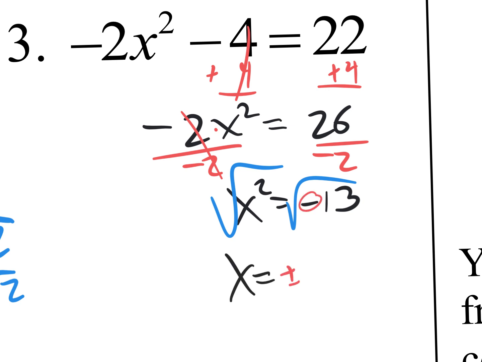What happens with that negative? That turns into an i. Comes out to an i. And the square root of 13, if you do it on the calculator, it'll be the square root of 13. You can't simplify it. So there's your answer.